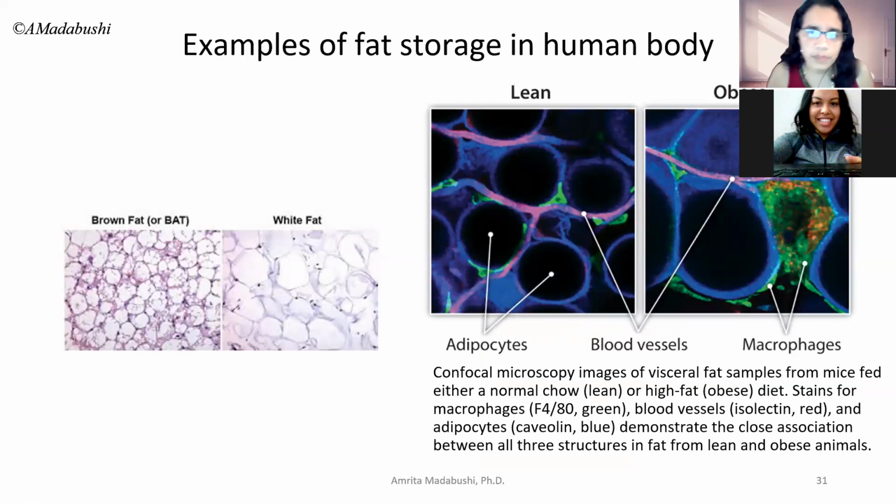And so one of the examples of the presence of fat storage in the human body is in adipocytes. So if you see here, the white fat cells, there are a lot of lipids in there.